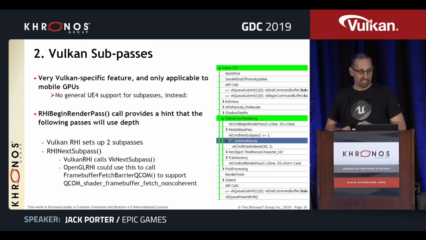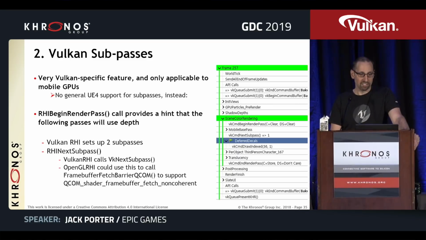The Vulkan way to do this is to set up subpasses where you say one subpass is dependent on the other, and you can map access to that depth information from the first subpass to the second subpass. This is a very Vulkan-specific feature, only applicable to mobile GPUs, taking advantage of this idea in a tile-based GPU where you want to keep everything in the GPU core. And so instead of adding general Unreal Engine 4 support for subpasses, we've added some hints that the following pass will make use of the depth.